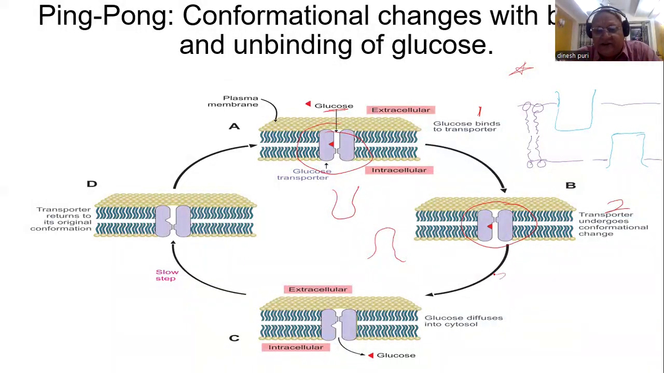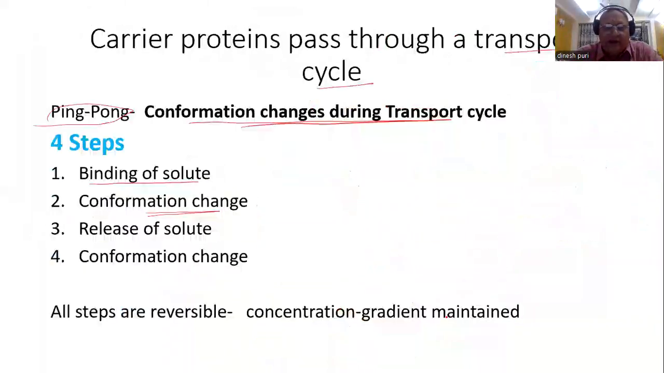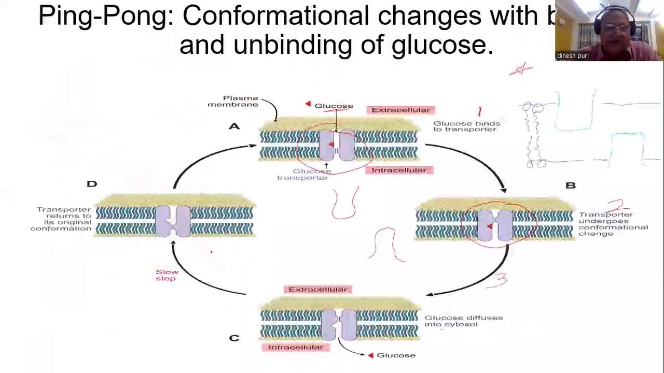Now, the third step is release of the solute, so that is glucose released into the cytosol. And the fourth step is again a conformation change. Here you can see again a conformation change to the outside open. So by oscillating between two conformation states, glucose has been transported into the cytosol. So it occurs along the concentration gradient.